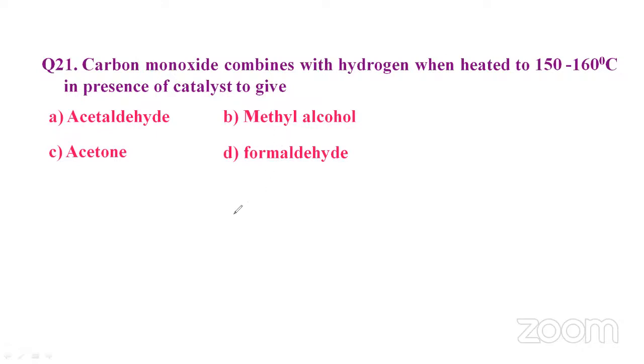Yes. So the reaction takes place as follows: carbon monoxide plus H2, at 150 to 160 degrees Celsius, gives methanol. It gives methanol. So the answer is methyl alcohol. That is, B is the right answer. Understood? So we'll go for the next one.